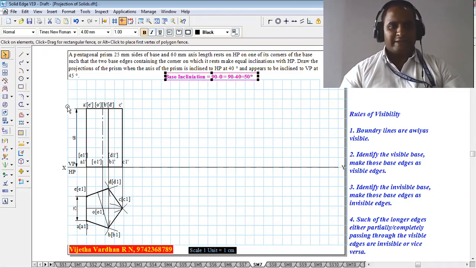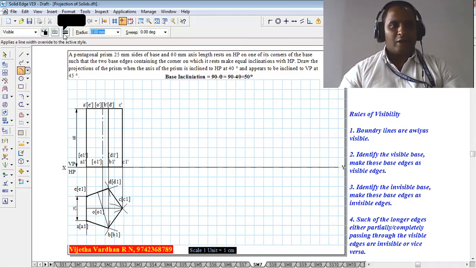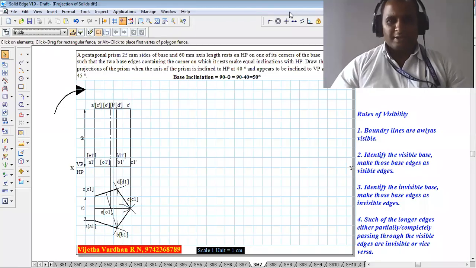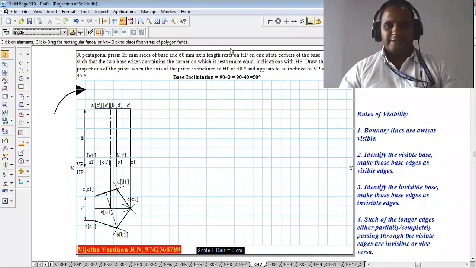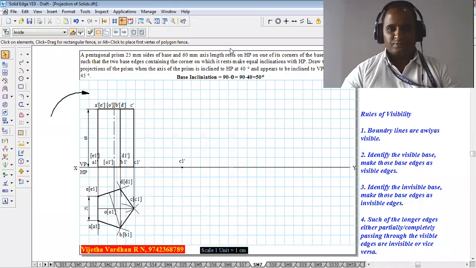Now, we have decided that it is going to be rotated in the clockwise direction like this. As I told, it is to be rotated in the clockwise direction. It is going to be rested on the corner C1 dash. That corner C1 dash has to be reconstructed on the XY line in your screen like this. That is on our XY line.